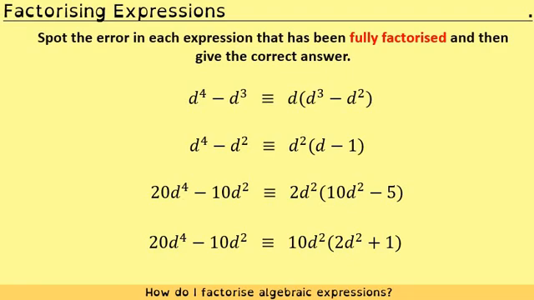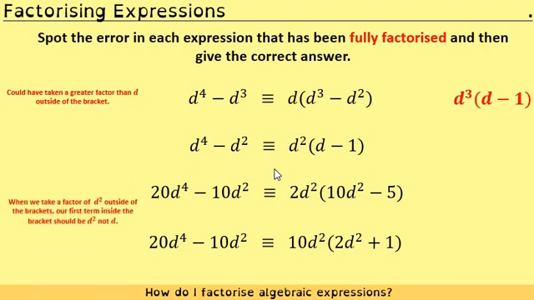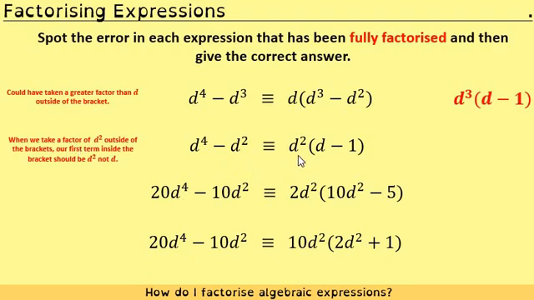Okay, so in the first one, the error is that we could have taken out a greater factor than d. We could have taken a greater factor than d outside of the bracket. Here we have d to the power of 4, and here we have d to the power of 3. Now I've only taken out d here, 1d, but I could actually have taken out a maximum of 3. I could have taken d cubed out of both of these terms to give me d cubed bracket d take away 1.